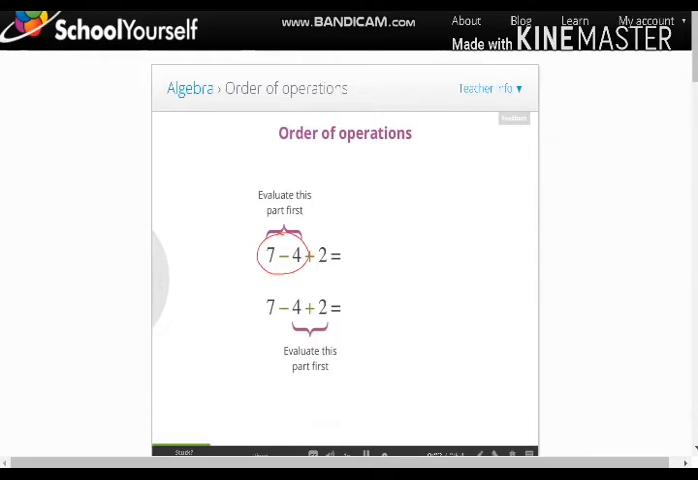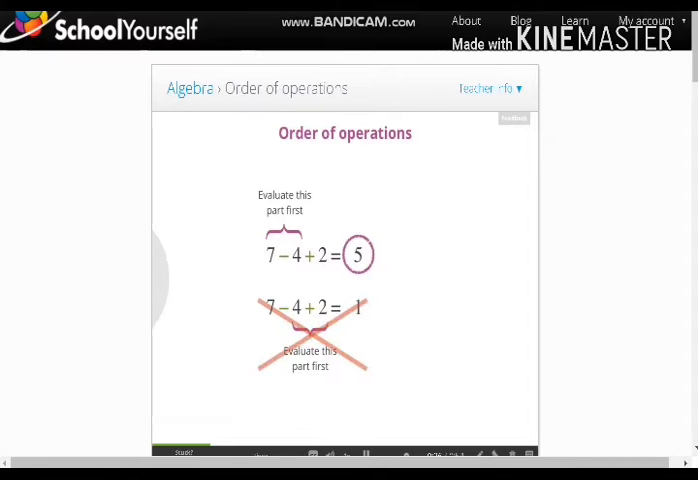So 7 minus 4 is 3, and then adding 2 gives you 5. And down here, 4 plus 2 is 6, and then 7 minus 6 equals 1. So evaluating this expression two different ways gives you two different answers. And that's no good. That's why in math we have what's called an order of operations. It's a standard way of doing things so that when you write down an expression, everyone will evaluate it the same way. It turns out the answer here is 5, not 1.